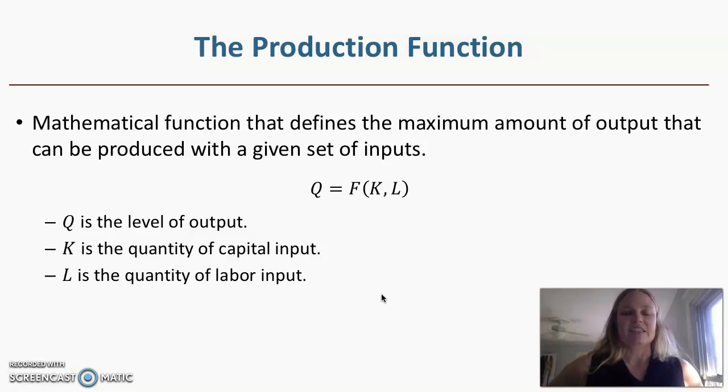So the first thing is a production function. A production function is a mathematical function that defines the maximum amount of output that can be produced with a given set of inputs. So I used to have a professor, maybe I've mentioned this, and he said math is a language. That's all this is here. It says the quantity produced is a function of K, which is capital, and L, which is labor. So we're not assuming a functional form here. We're just generally saying, hey, it's a function of these two things.